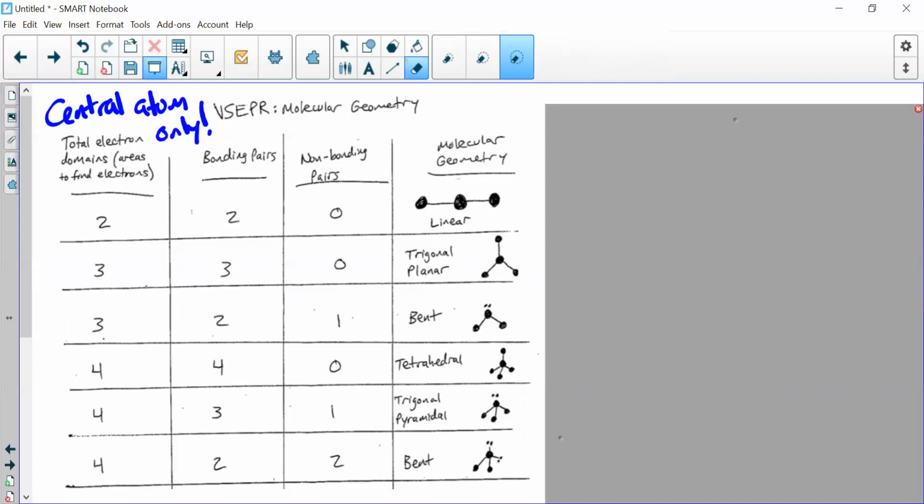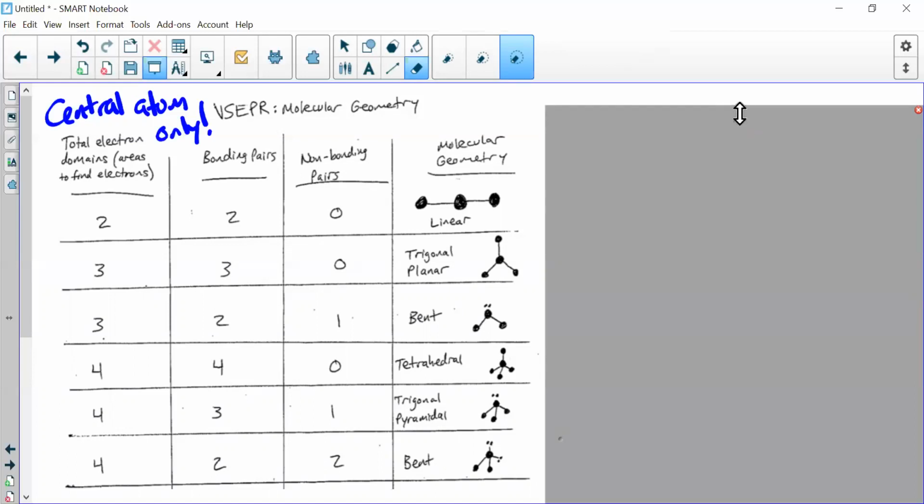Now, moving on from VSEPR to why it all matters. Molecular polarity. Now, you watched in the first video in this unit, there's polarity of bonds, where a bond, depending on the electronegativity difference, can either be ionic, polar covalent, or nonpolar covalent. But just because a molecule has polar covalent bonds doesn't mean the molecule itself is polar. And next week, you're going to learn why whether a molecule is polar or not is so important.